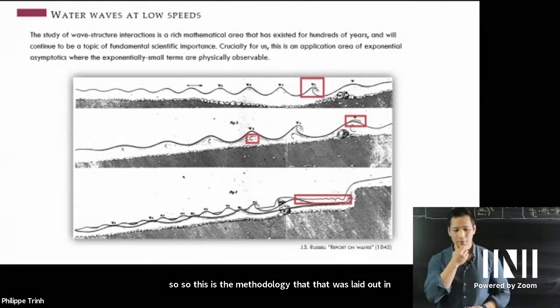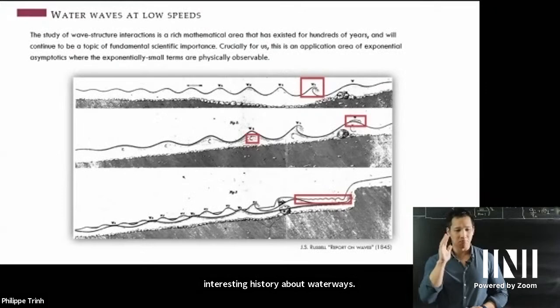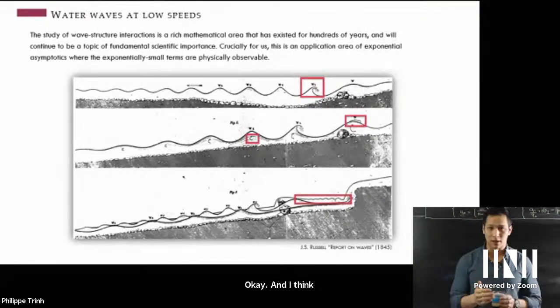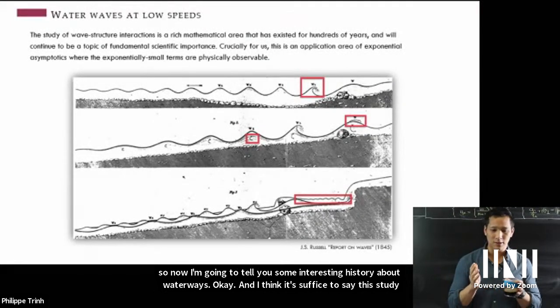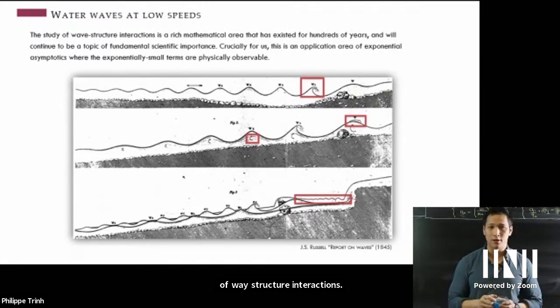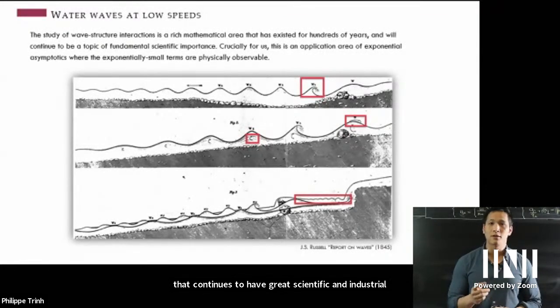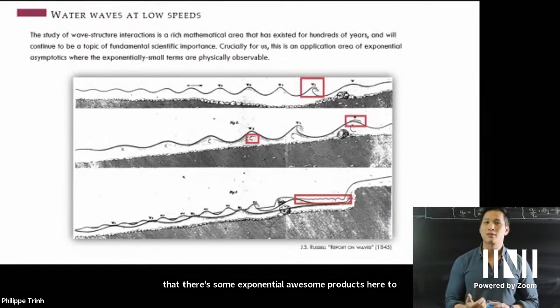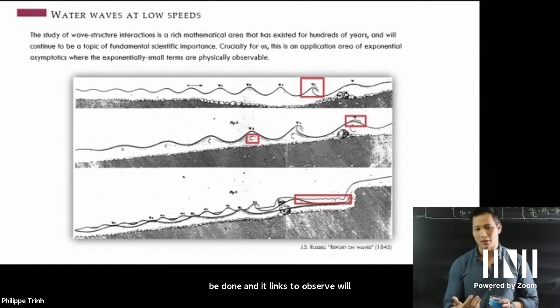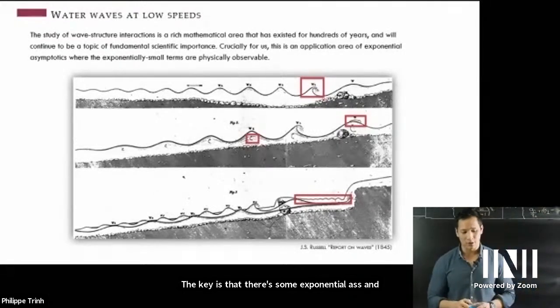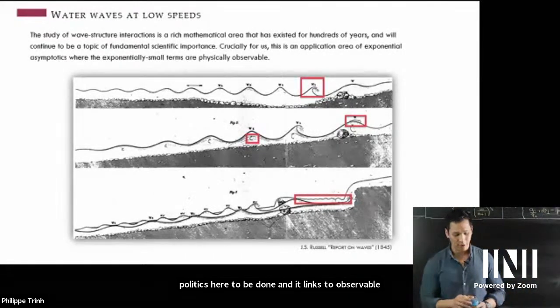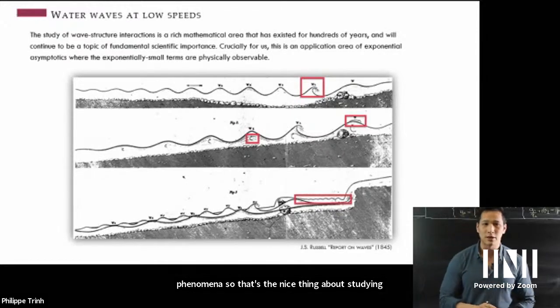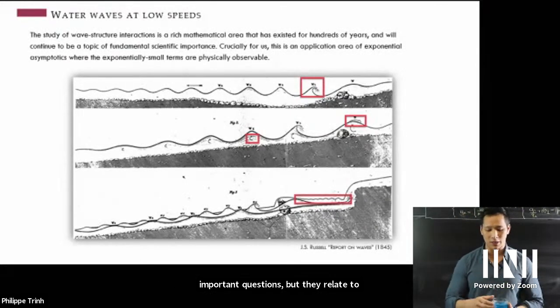Okay, so now I'm gonna tell you some interesting history about water waves, okay? I think it suffices to say the study of wave structure interactions is a classic, historically important subject that continues to have great scientific and industrial importance. But crucially for us, the key is that there's some exponential asymptotics here to be done, and it links to observable phenomena. So that's the nice thing about studying applications of exponential asymptotics to water waves. Not only are they fundamentally scientifically important questions, but they relate to observable and computational phenomena.